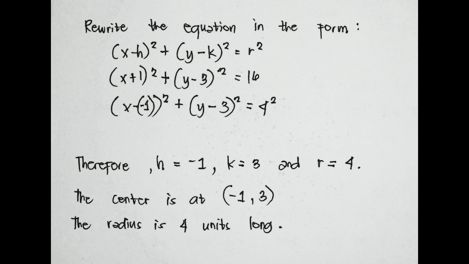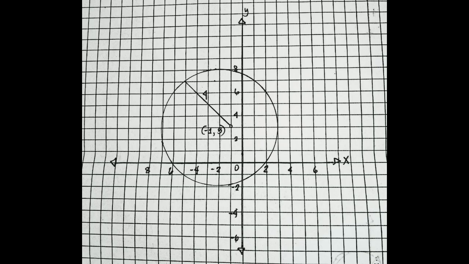So the equation becomes x minus negative 1 raised to 2 plus y minus 3 raised to 2 is equal to 4 squared, because the square root of 16 is 4. Therefore, our h is equal to negative 1, our k is equal to 3, and the radius is equal to 4. So the center is at negative 1 and 3, and the radius is 4 units long.